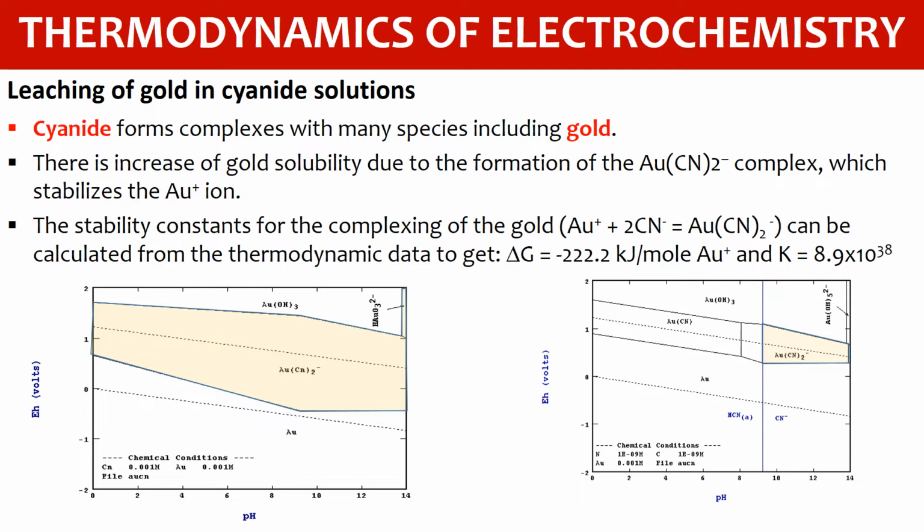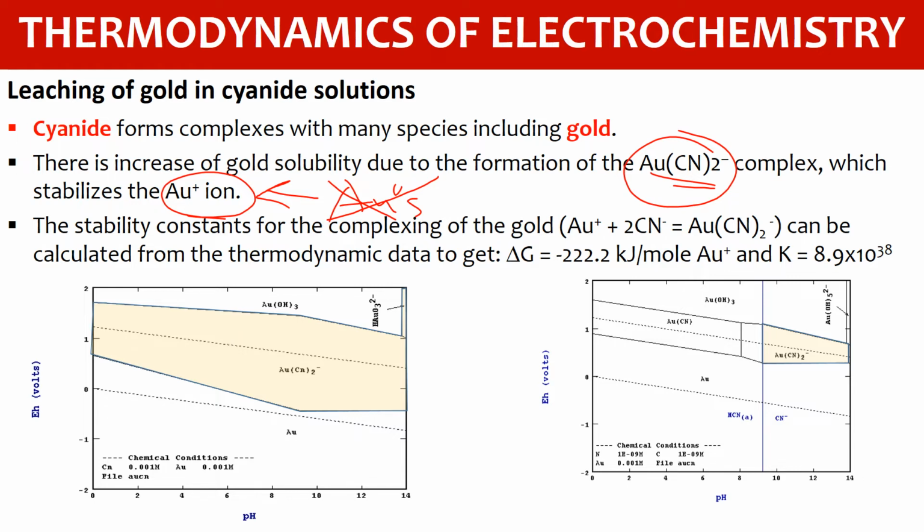So let's continue with the leaching of gold in your cyanide solution. Cyanide forms many complexes with gold. There is an increase in gold solubility when the Au(CN)2 minus complex is formed. This complex is responsible for stabilizing the gold ion, which is what we want, the gold in solution. We do not want the gold in solid, we do not want Au at zero. We want the gold occurring as Au plus. That simply means that the gold has been leached.